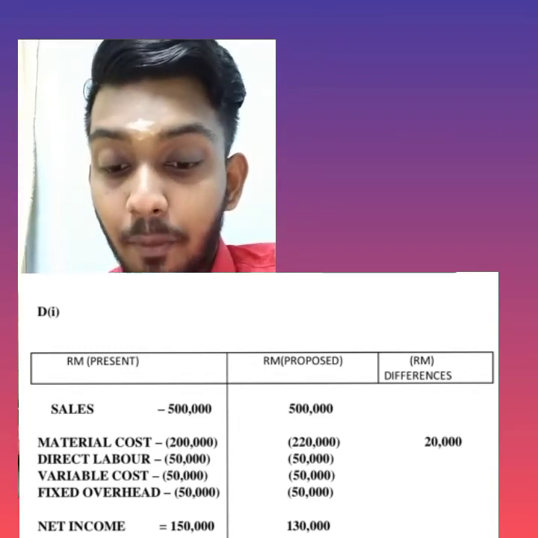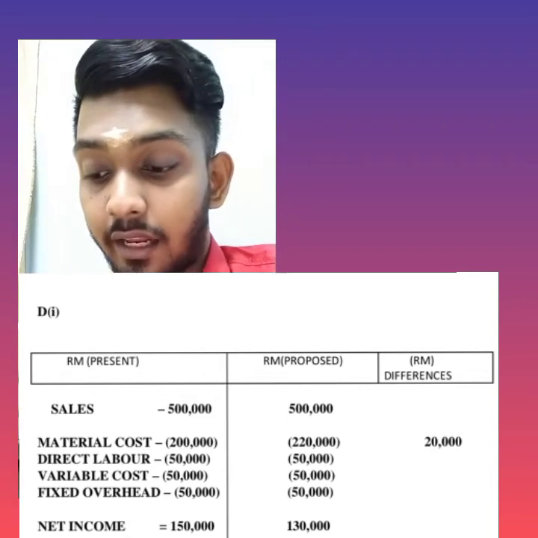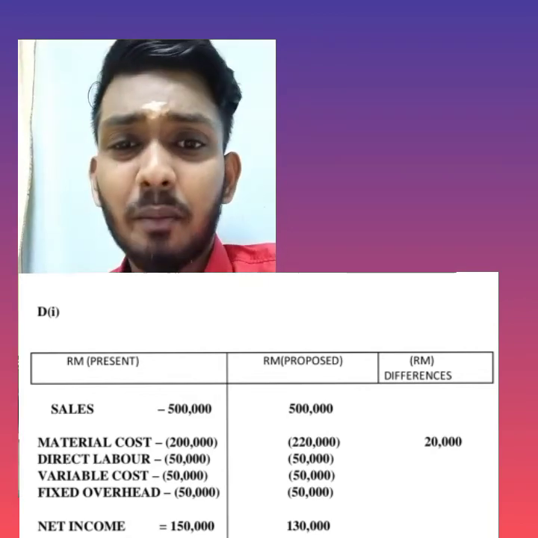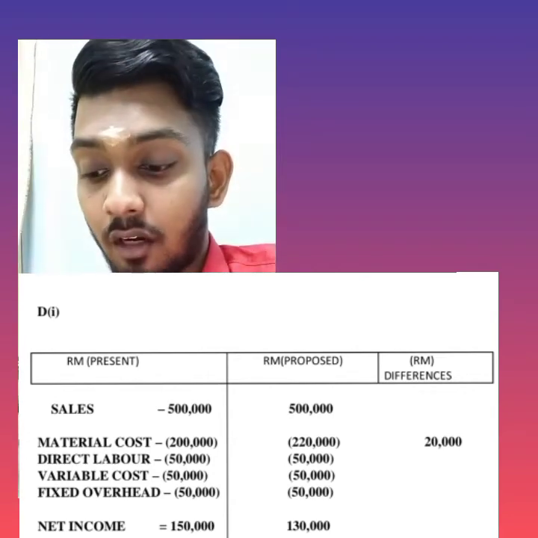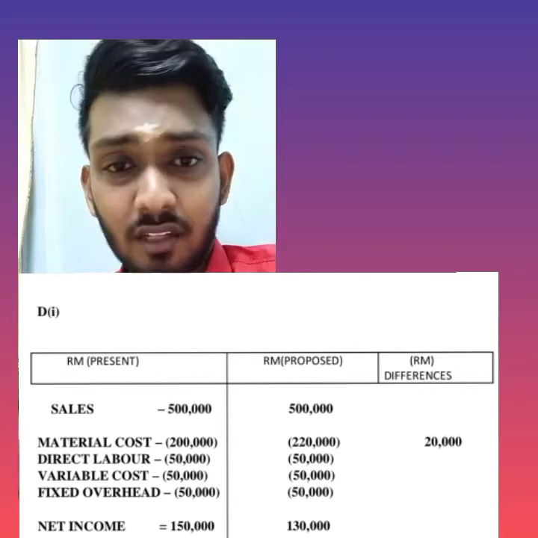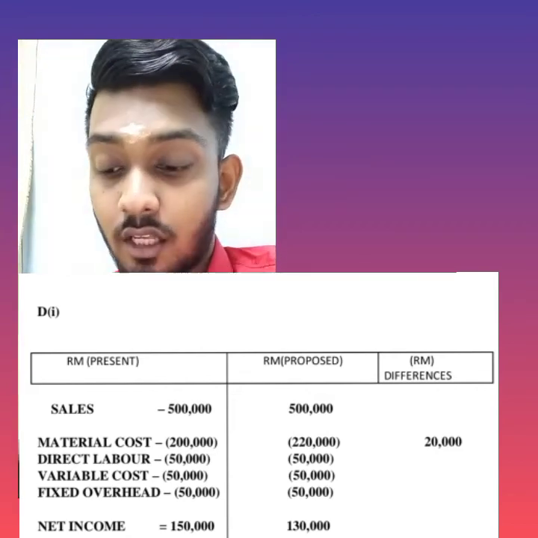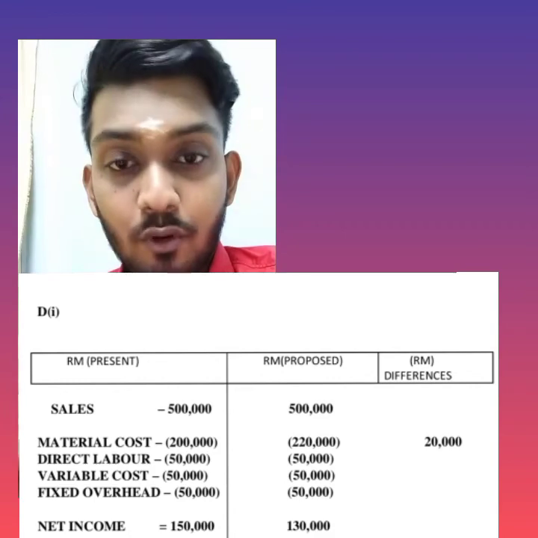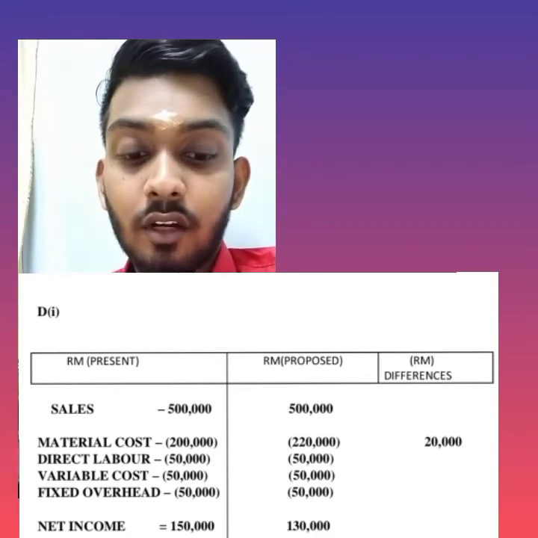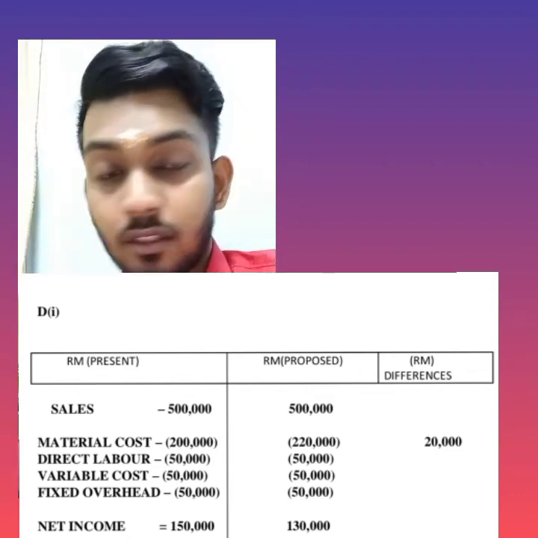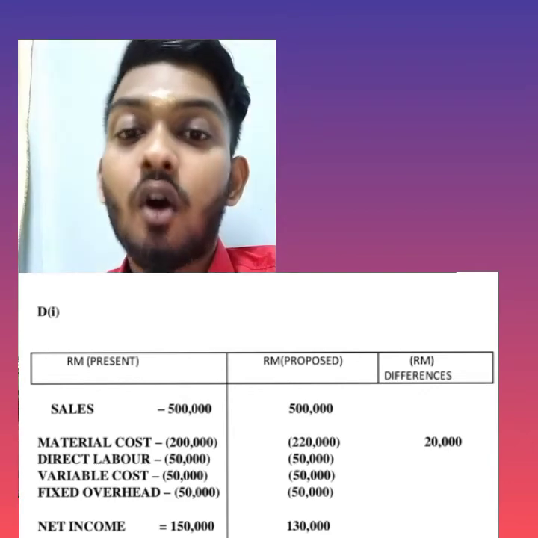For the proposed, sales will be 500,000 ringgit, material cost 220,000 ringgit, direct labor 50,000, variable cost 50,000, and fixed overhead 50,000. So the net income for the proposed will be 130,000 ringgit, and the difference is only in the material cost, which is 20,000 only.